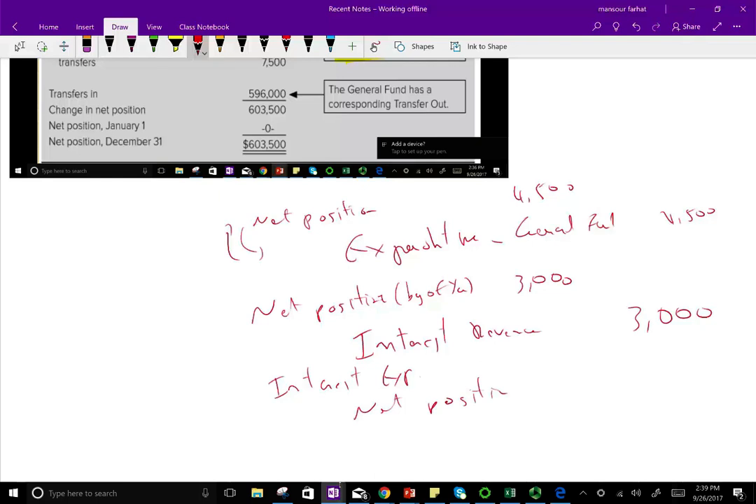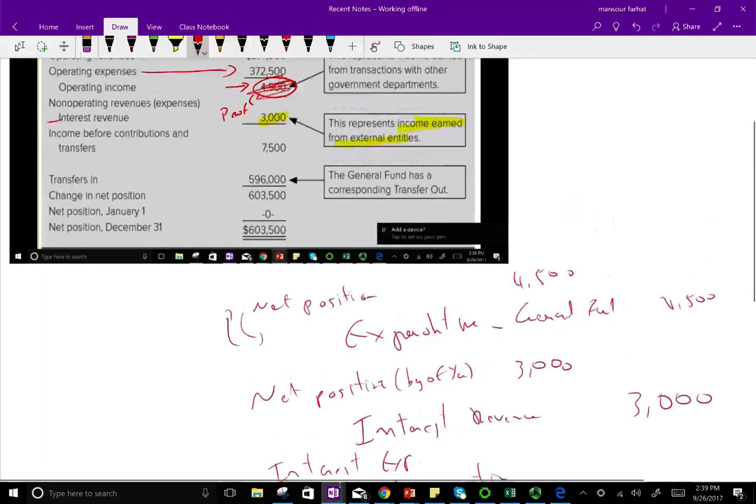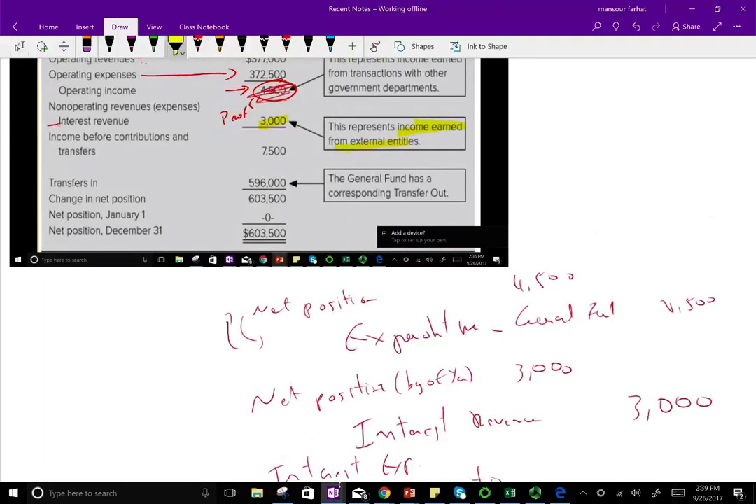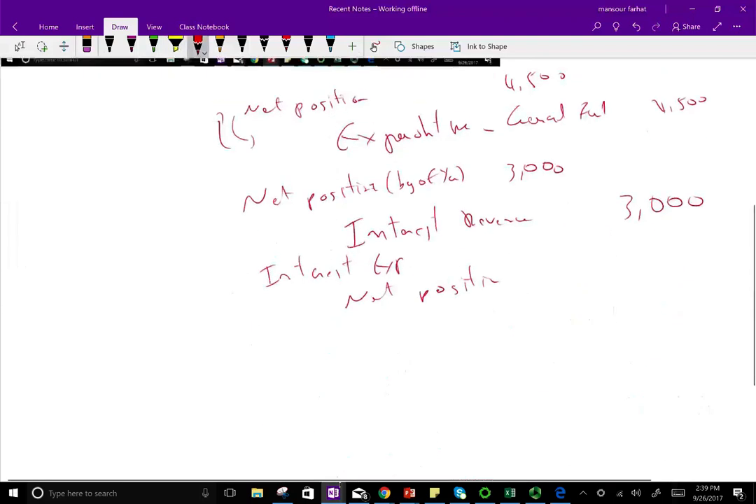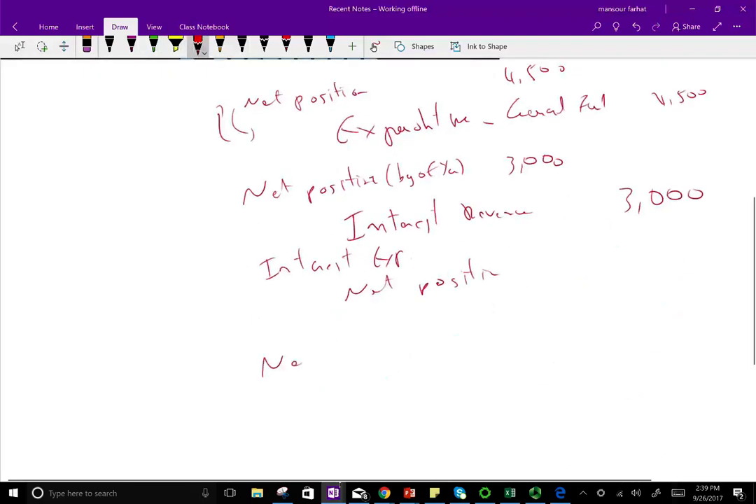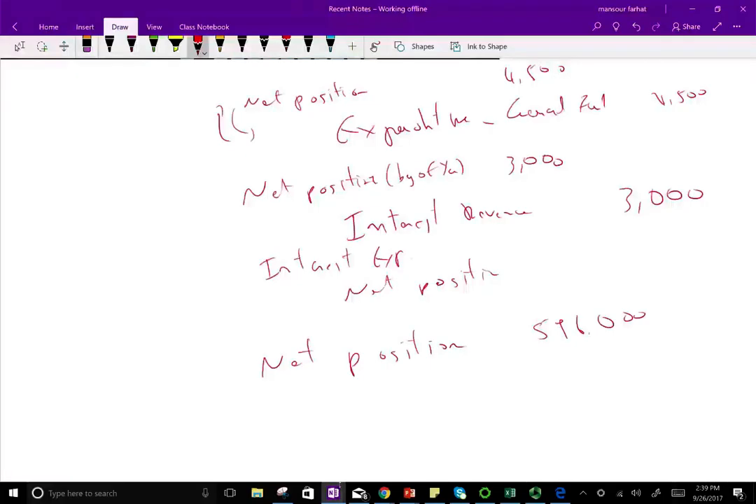So then the last thing we need to do is, this is basically a computation. We don't have to worry about this number. Transfer in, okay? The general fund has a corresponding transfer out. What do we need to do? We need to debit net position, beginning of the year, 596, and credit other financing sources, transfer in.